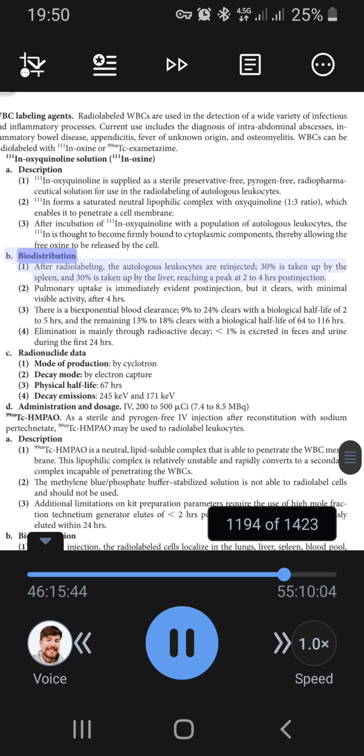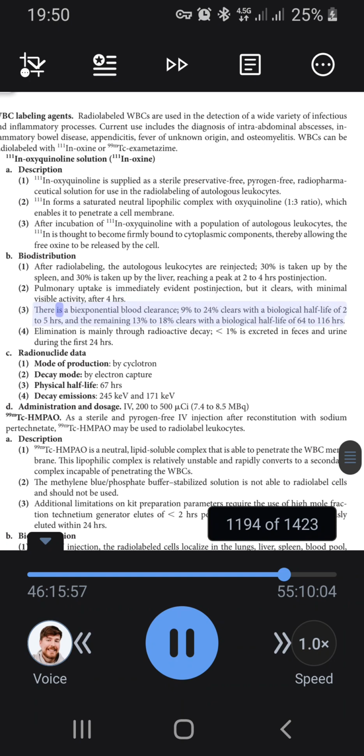B. Biodistribution. 1. After radiolabeling, the autologous leukocytes are reinjected. 30% is taken up by the spleen, and 30% is taken up by the liver, reaching a peak at 2 to 4 hours post-injection. 2. Pulmonary uptake is immediately evident post-injection, but it clears, with minimal visible activity, after 4 hours.